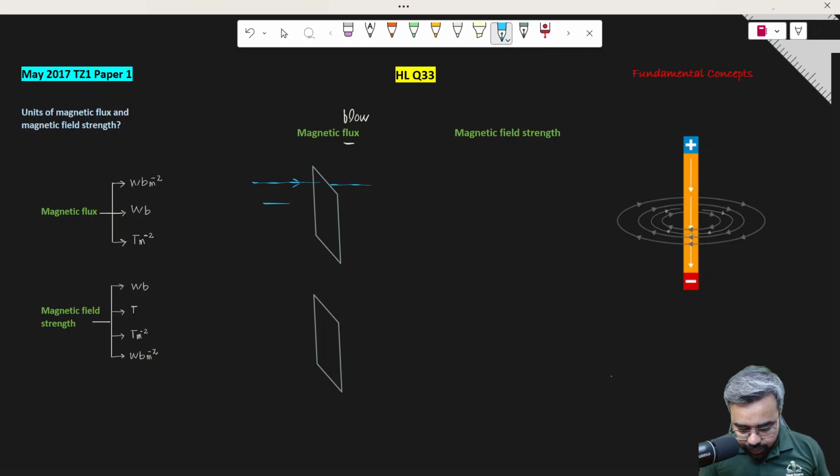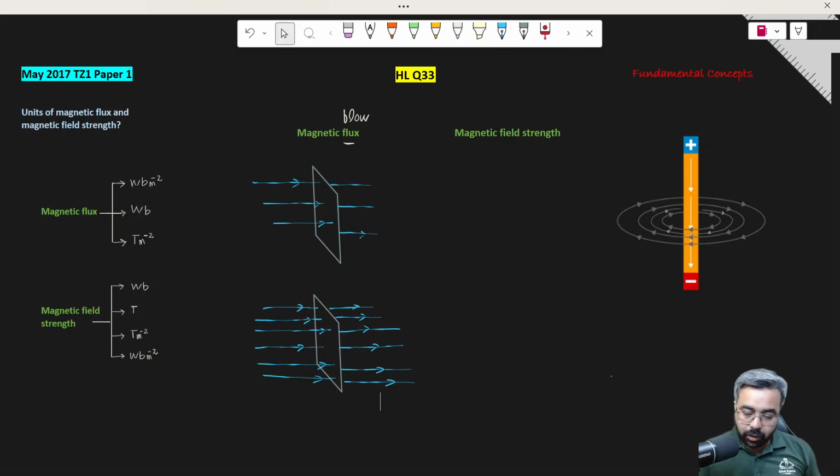So let's say in this example I just show you three lines which are crossing, and in the next, the same flat surface, we see there are more lines crossing that certain surface area, which means this surface has more flux because more lines are crossing through it. So we always measure it in the Weber. So Weber is the unit of the magnetic flux.